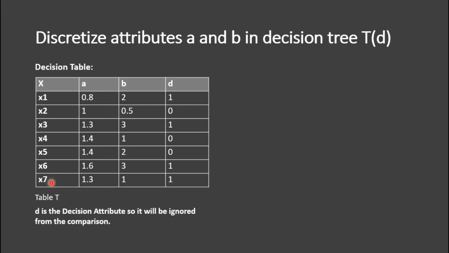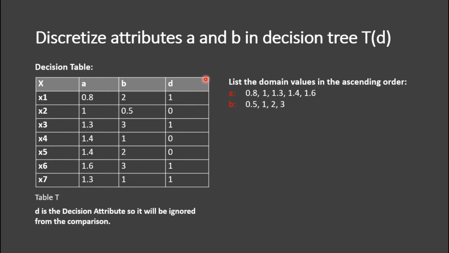This is the algorithm which we have implemented in our project. To demonstrate the project and the algorithm, we have used a decision table as an example. In this example, we have column A and column B having continuous values. These are the two columns which we'll be discretizing, and D represents the decision attribute.